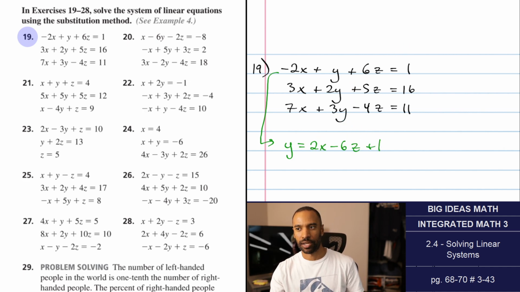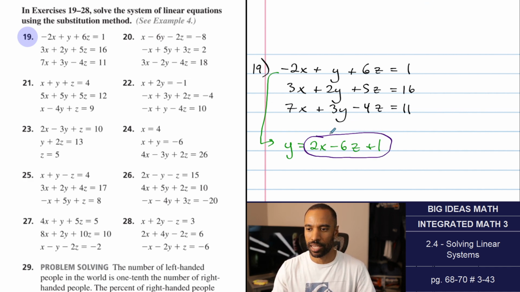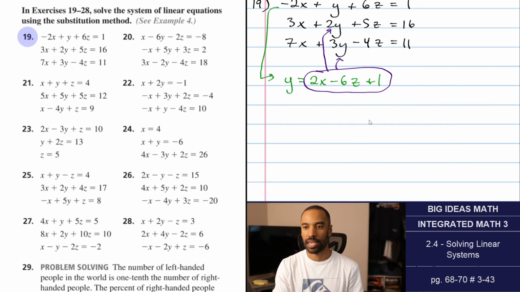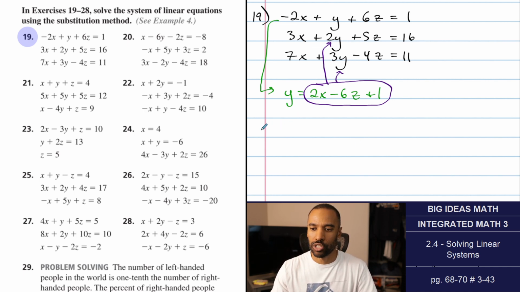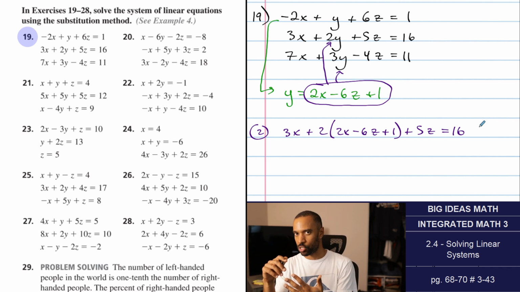This expression can now substitute for y in the other two equations. It can substitute right here, and it can substitute right here. And I have to forcefully do that. I have to take the next two equations, I have to forcefully plug them into there. So in equation 2, I'm rewriting equation 2, and it's going to be rewritten as 3x plus 2y plus 5z equals 16.